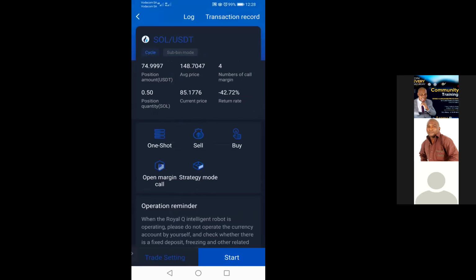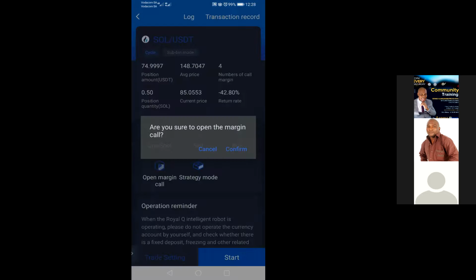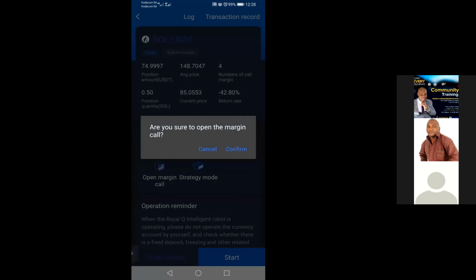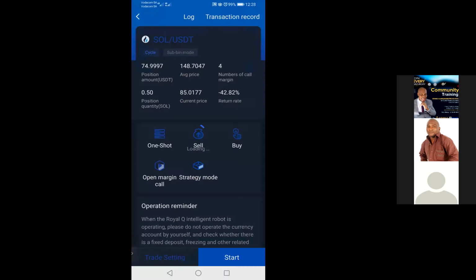We are happy with everything that is done here. So you see, you can also open the open margin call. Open margin call, yes, confirm. Now you can start the trade.